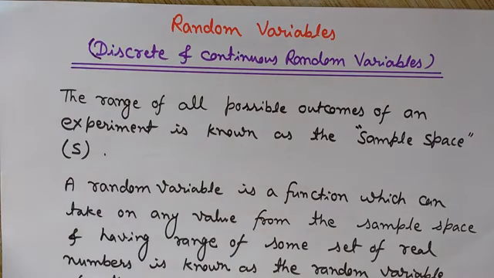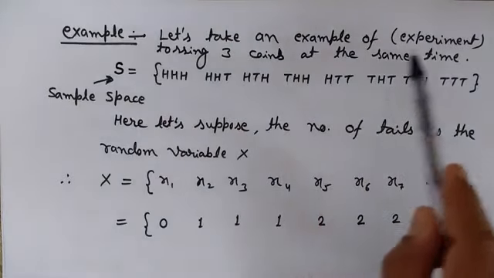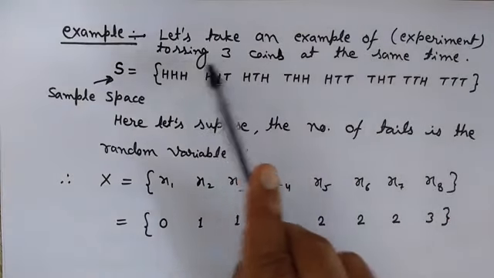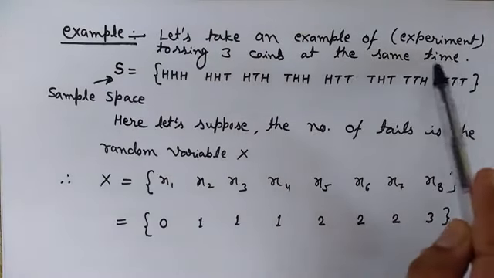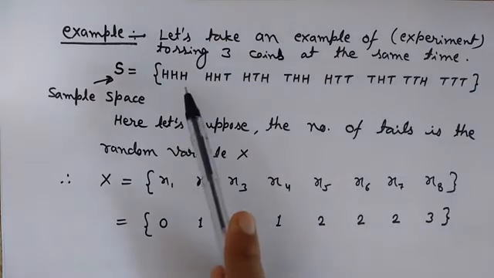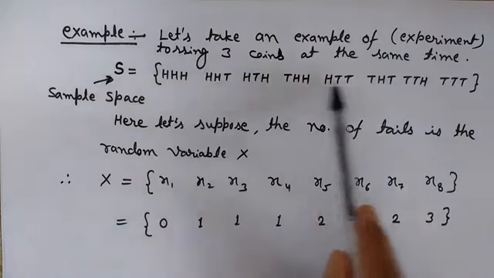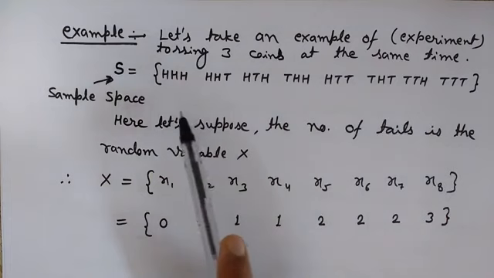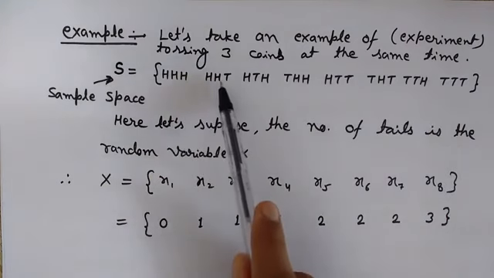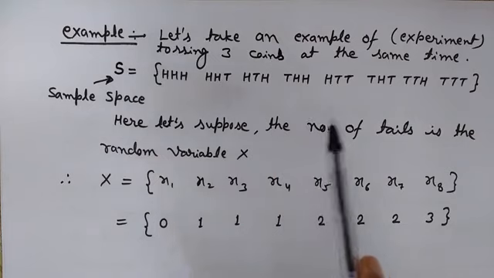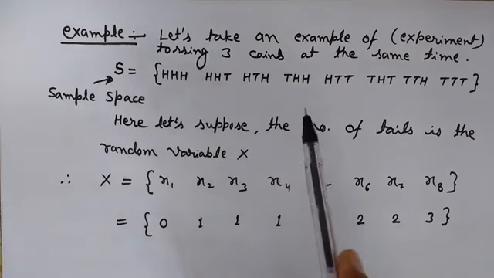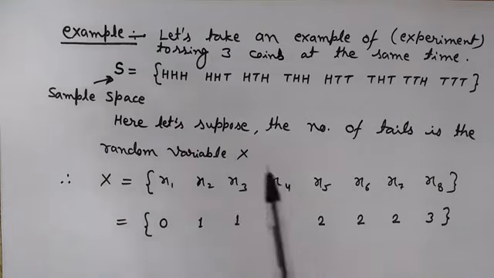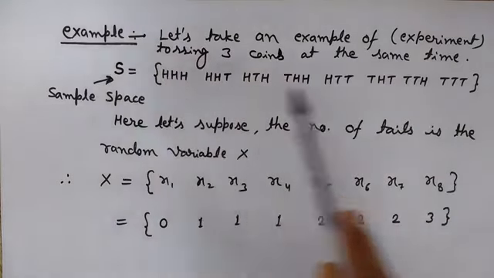So let's make it more clear with the help of an example, what is sample space and what is random variable. Let's take our experiment of tossing 3 coins at the same time. We are simultaneously tossing 3 coins. As already discussed, these are the 8 possibilities, because the first coin may have either head or tail, two possibilities, and the second coin may have 2 possibilities, and the third coin may have 2 possibilities. So 2 into 2 into 2, there are a total of 8 combinations, 2 cube.